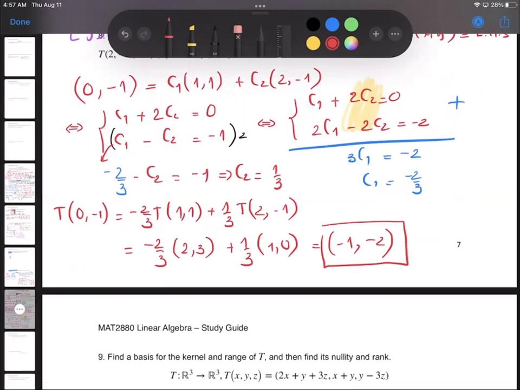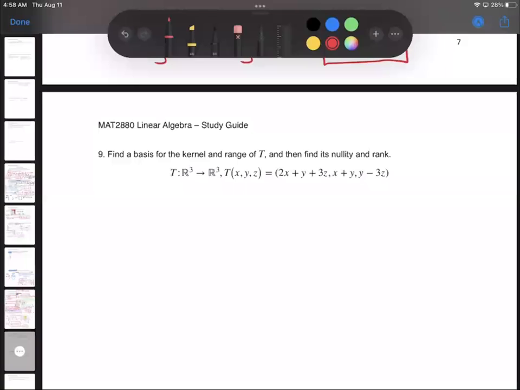All right. Number 9. Find the basis for the kernel and the range of T. Then find its nullity and rank. Nullity means the dimension of the kernel of T, right? So let me remind you here. Nullity is just another name for the dimension of the kernel of T.